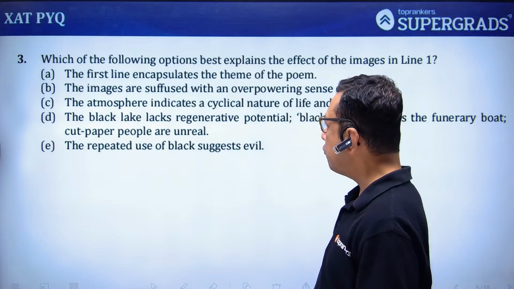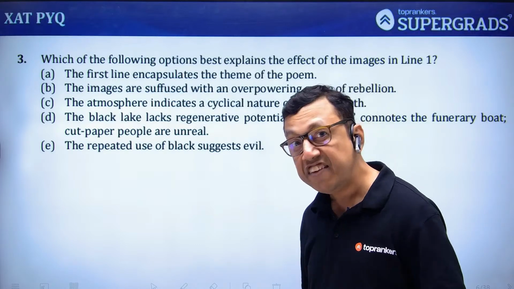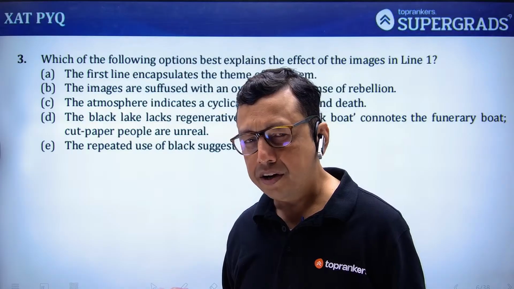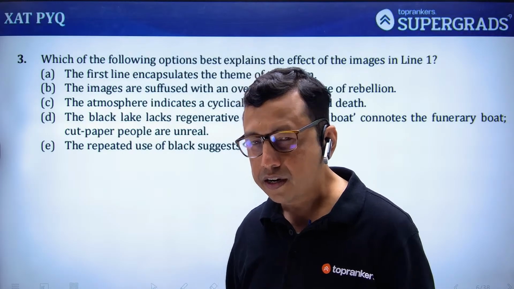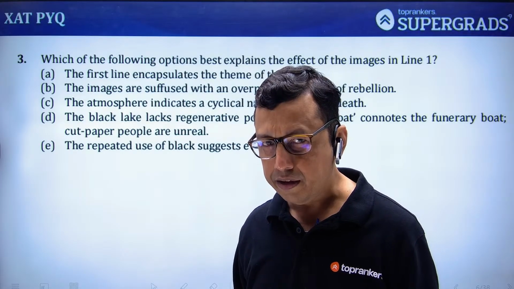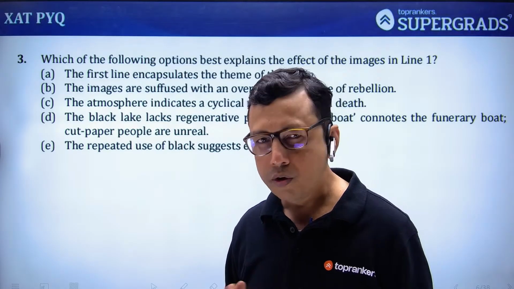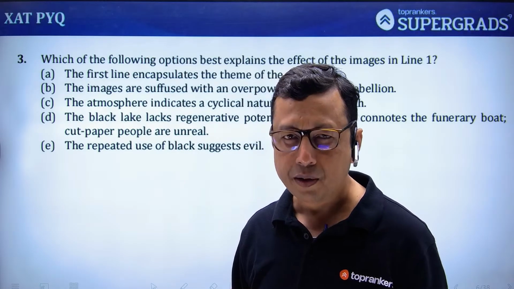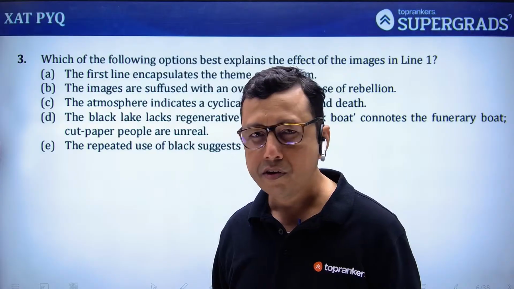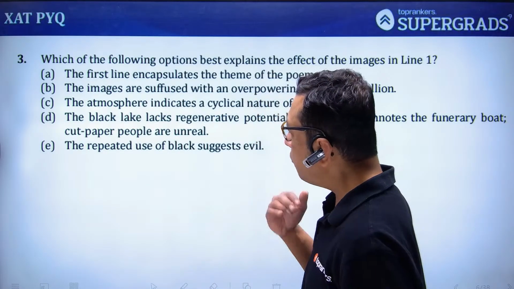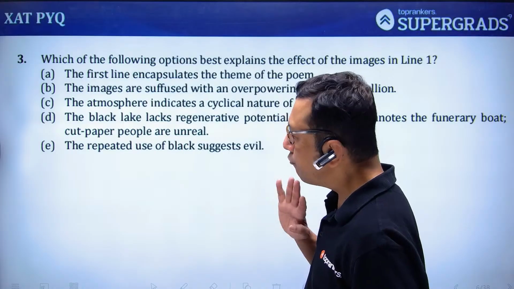The repeated use of black suggests evil. Evil and melancholy, there is a difference. Darkness is there in the poem, evil is not there. Evil means bad. So it is about sorrow, not about wickedness, right? So there's nothing evil or sinister being indicated, even symbolically. So as you could see, we could eliminate 4 options.